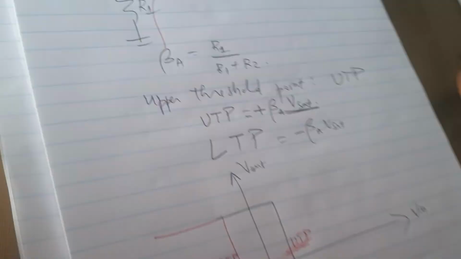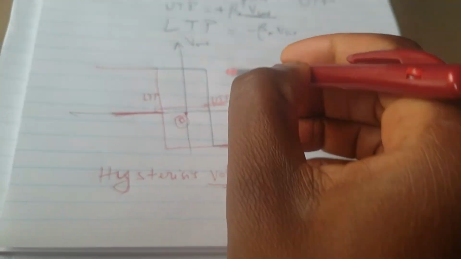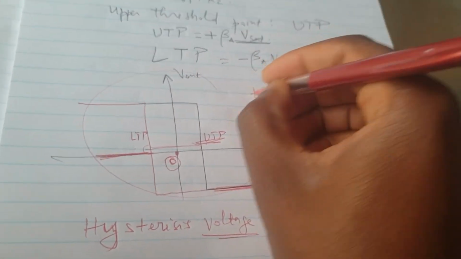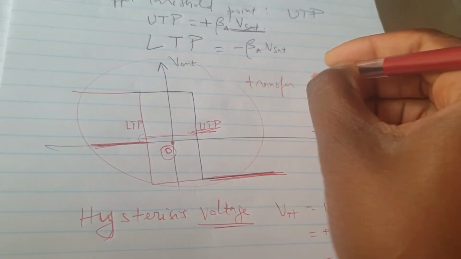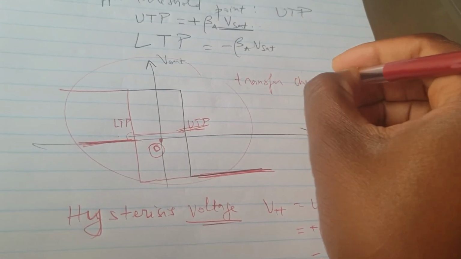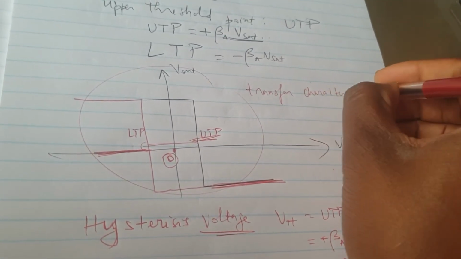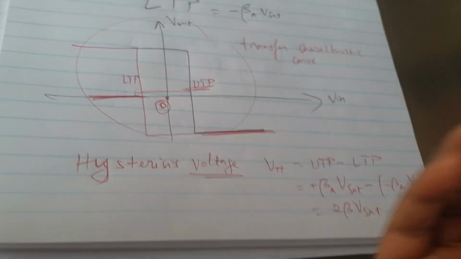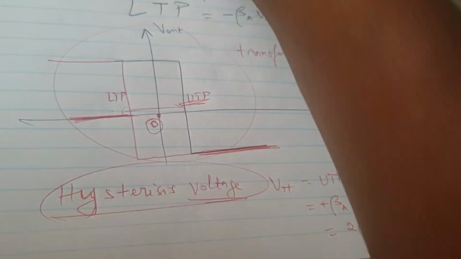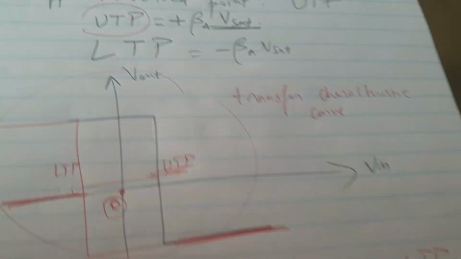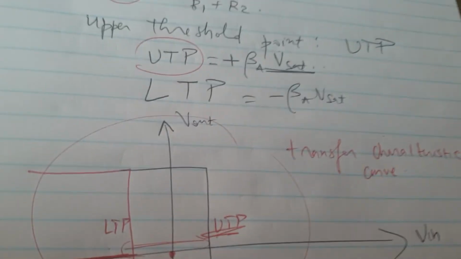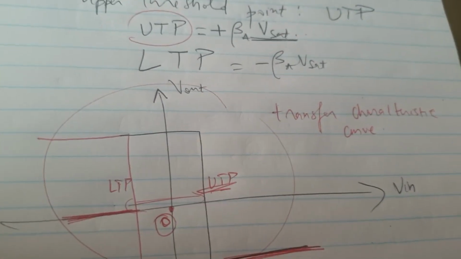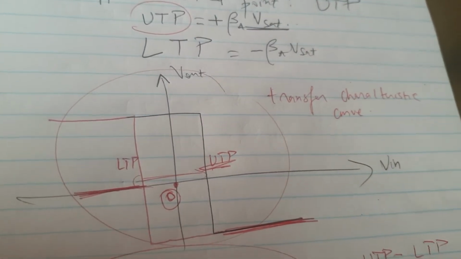And a lot of times actually, we ask you for the Schmitt trigger transfer characteristic curve. We can ask you to draw this. We can ask you to calculate UTP and LTP. We can ask you to calculate the hysteresis voltage. We can ask you to design a Schmitt trigger, etc. We can ask you to calculate the feedback fraction. Okay.